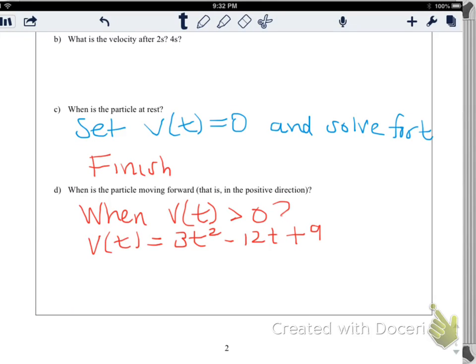Okay, so now this is the second video, part two, and on the last video, I left you with when is the particle moving forward in the positive direction. So, in other words, v of t, remember that velocity represents direction, so we want to know when is that positive. So we have our velocity function, and we set that greater than 0.